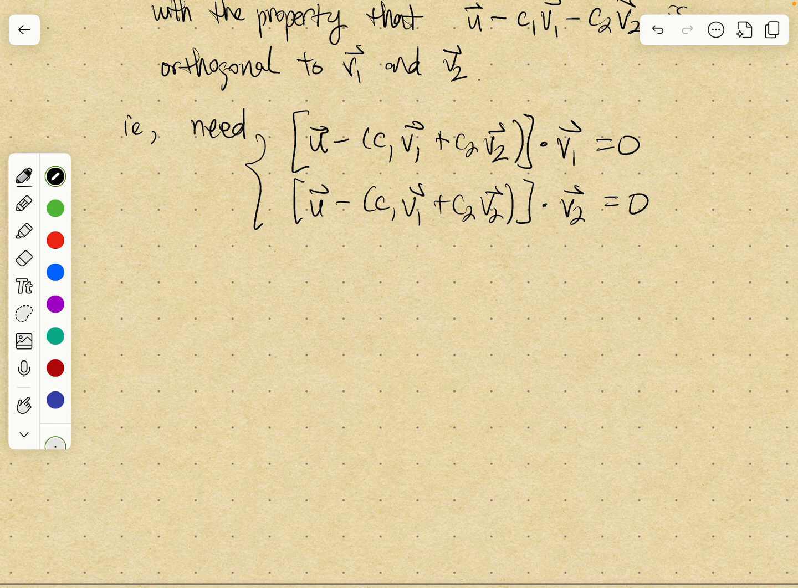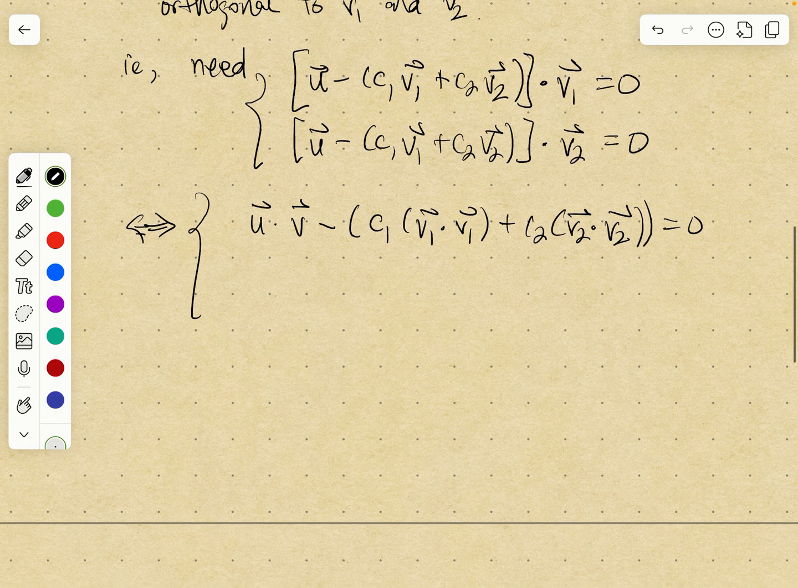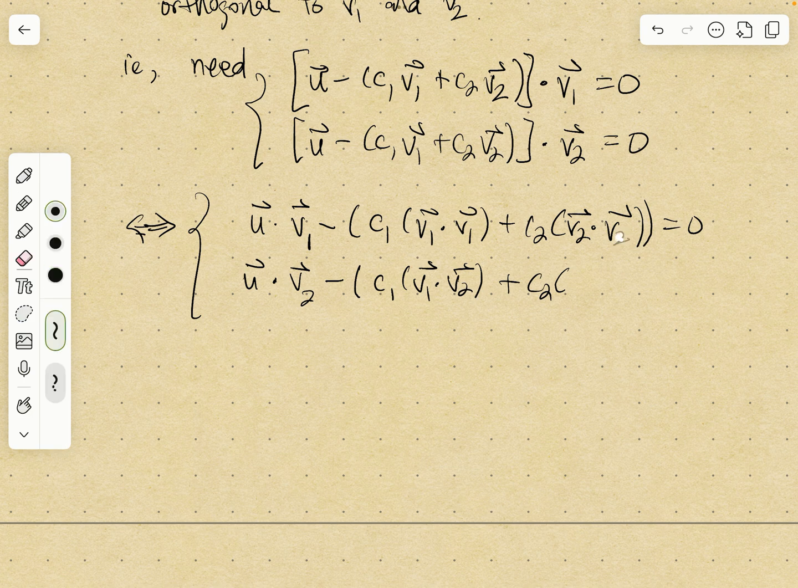Well, let's distribute this out. The first equation is equivalent to U dot V1 minus, in parentheses, C1 times V1 dot V1 plus C2 V2 dot V1, equals 0. And the second equation is equivalent to U dot V2 minus, in parentheses, C1 V1 dot V2 plus C2 V2 dot V2, equals 0.